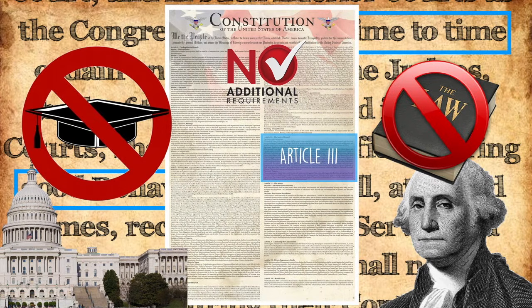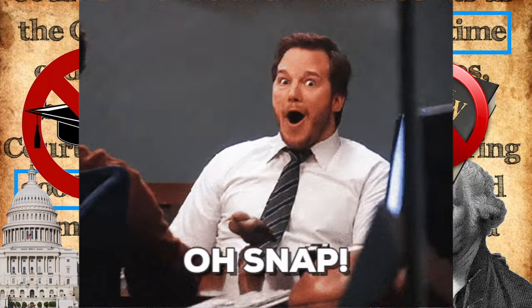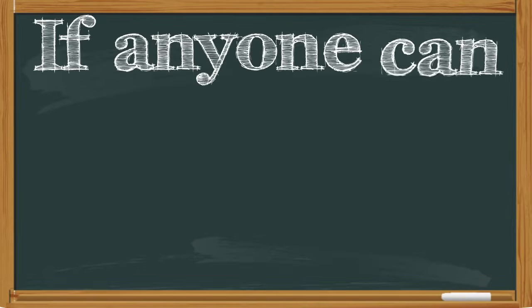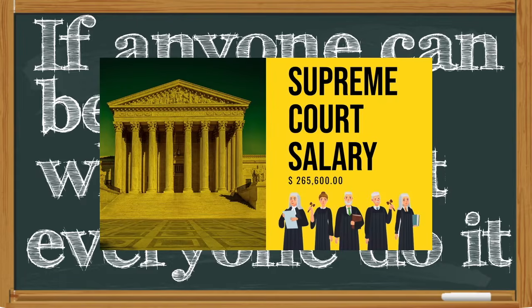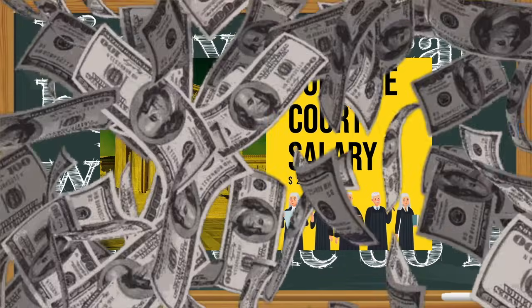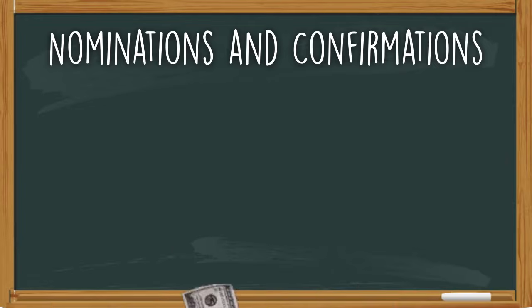This of course means that you, yes, you watching the video, meet all of the requirements to be a Supreme Court justice in the United States of America. Wait a minute. If anyone can be one, why doesn't everyone do it? I mean, these guys make bank. These guys make $265,000 per year. The way in which we choose Supreme Court justices is a little bit different.